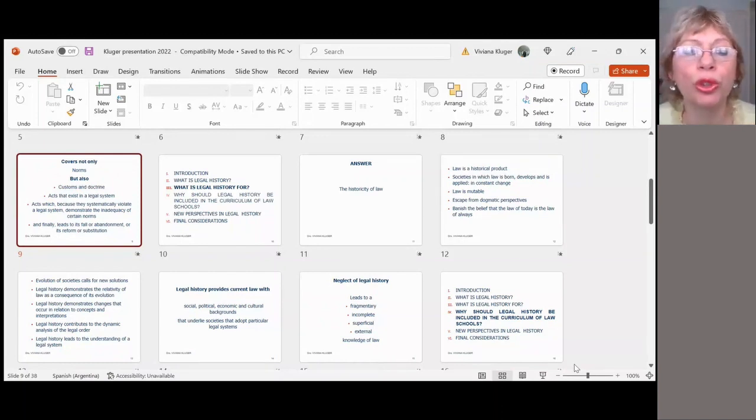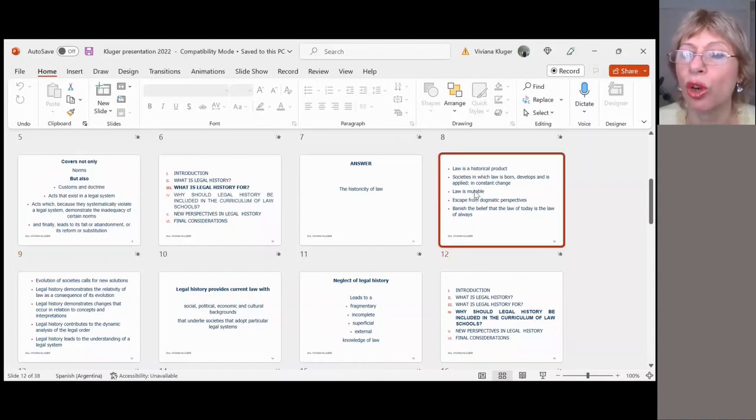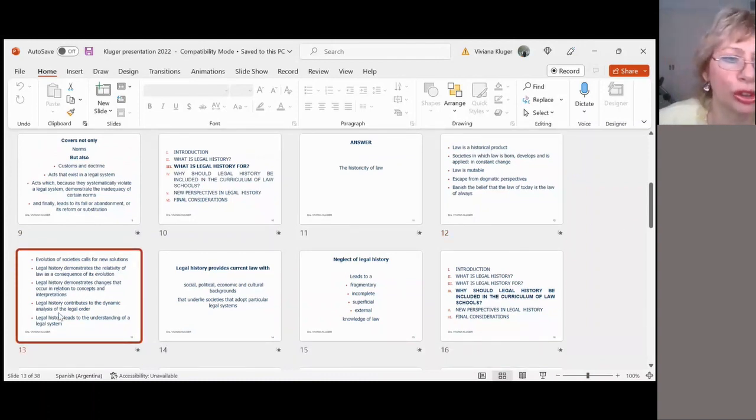And let's move to what is legal history for? And the answer to this question is the historicity of law. Because law is a historical product, because the societies in which law is born, develops, and is applied are in constant change. Because law is mutable, and because we must escape from dogmatic perspective and banish the belief that the law of today is the law of always. The evolution of societies calls for new solutions.